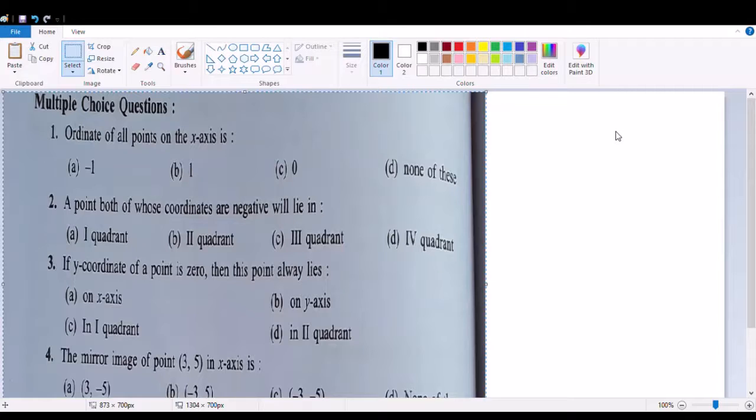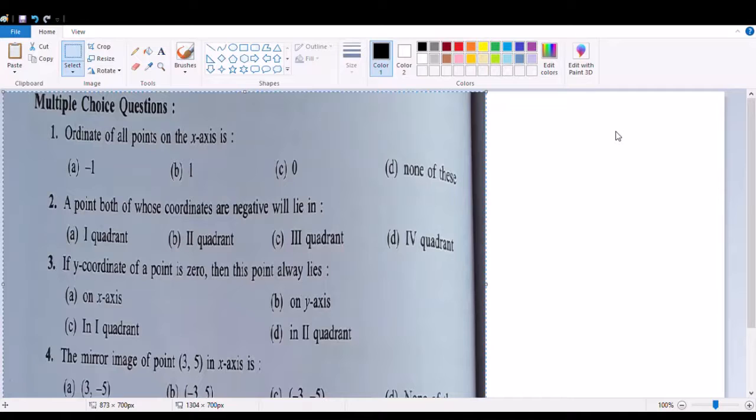So we have just started the revision questions. I'll start with the first question itself, because only 5 questions were discussed on Google Meet. Please verify whether you get the right answer or not.